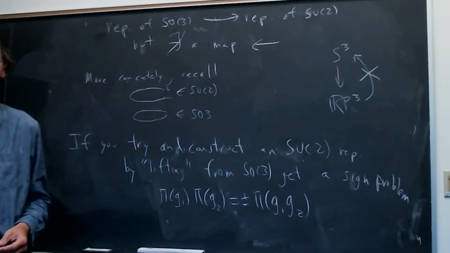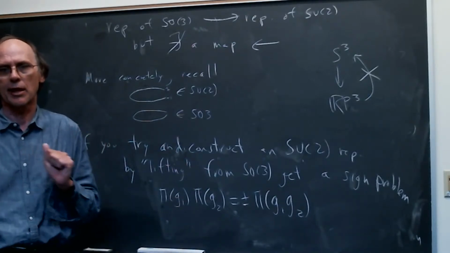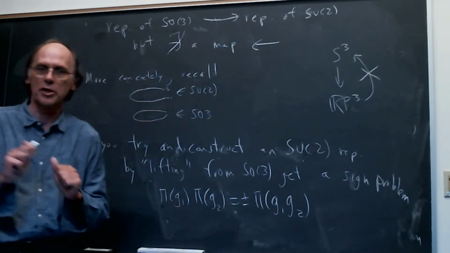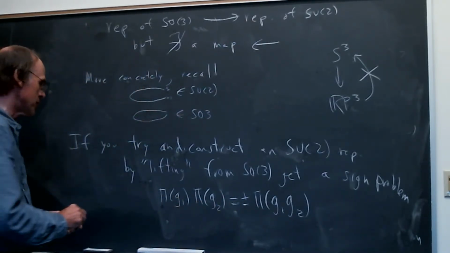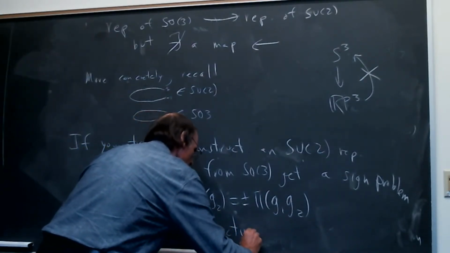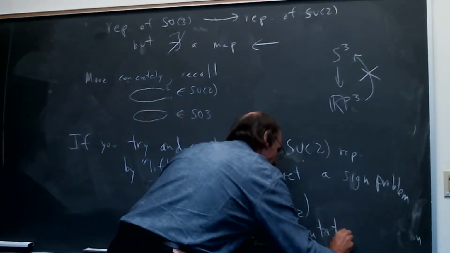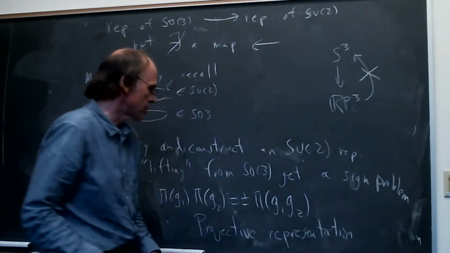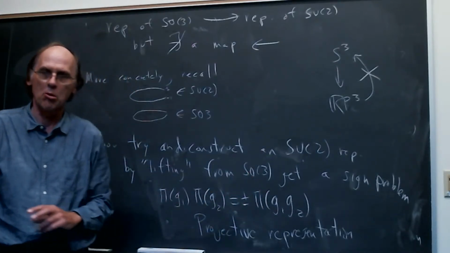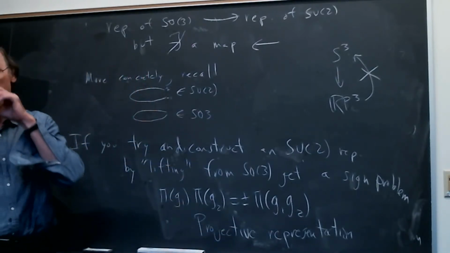One way of dealing with this problem is to say, okay, maybe what this is telling me is that I should start thinking about representations, but only representations where the homomorphism property is only true up to sign. And these are called projective representations. There's a whole theory of working with homomorphisms only up to sign, called projective representations.